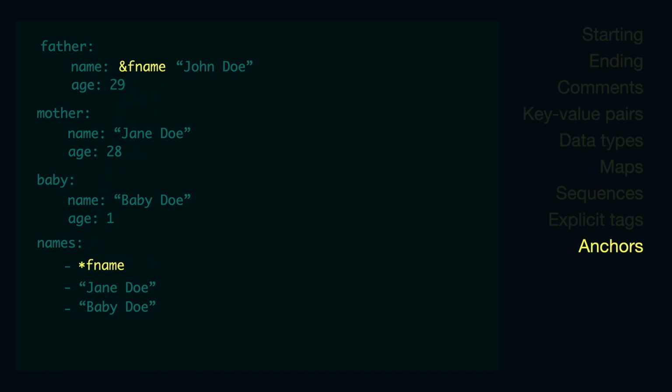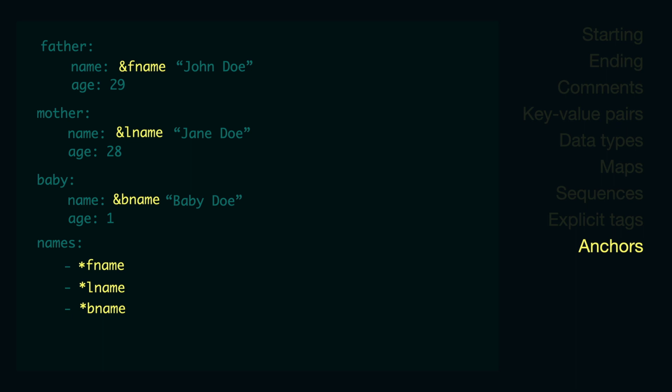And now it will take the same name from the name key of the father in the names array. We can repeat the same for mother name as well. So &lname in front of the mother name, and we're using the same name inside the names array with a star. And we can repeat the same for the baby. And now we have all the names in one place and they are being reused all across the YAML file.